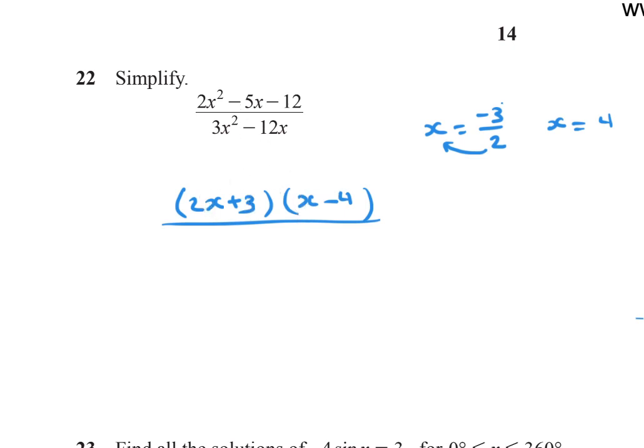For the denominator, we have a common factor, which is 3x. So now write 3x. And you are left with 3x times what equals 3x squared times x minus 4. Now cancel the common factor. So you are left with 2x plus 3 over 3x.